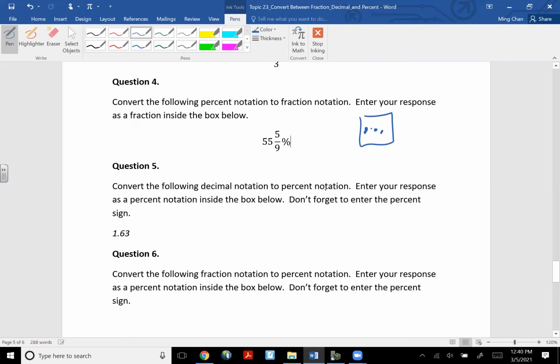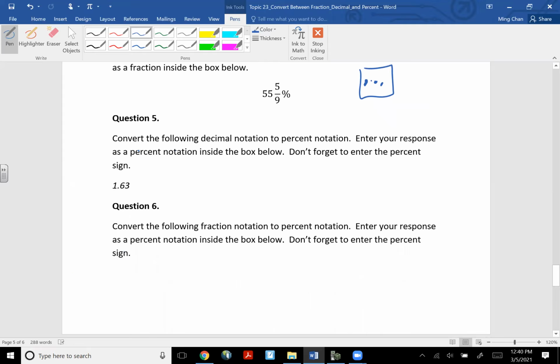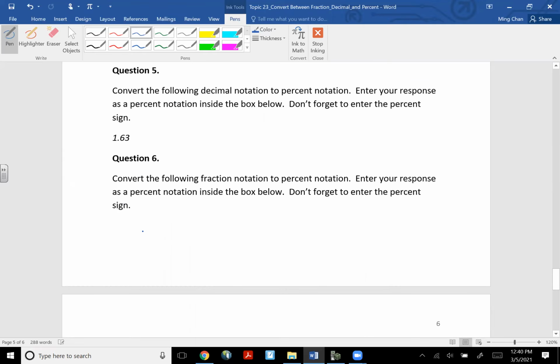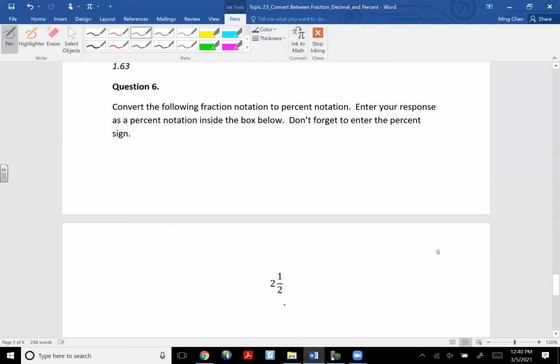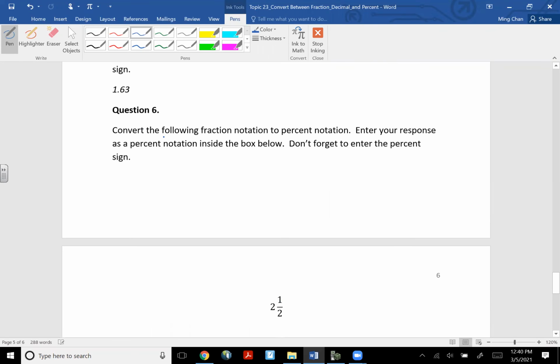Convert the following decimal notation into a percent. 1.63, this is a decimal notation, right? This is over 1, so this is going to be over 100%. So convert decimal to percent, move the decimal to the right two places, and don't forget to enter the percent sign. Okay, so this one is 2.5. Start out with a decimal, same thing as question number 5. Make sure you times 100 or move the decimal to the right two places.